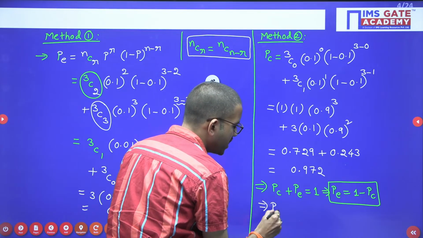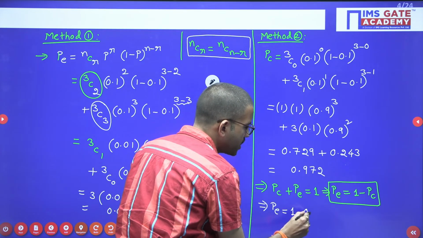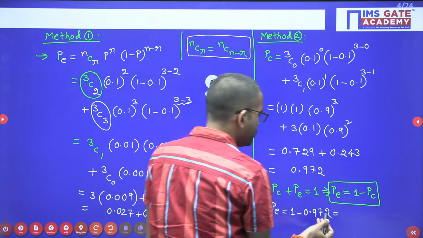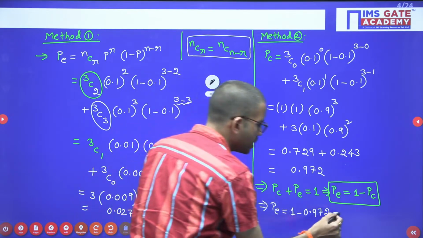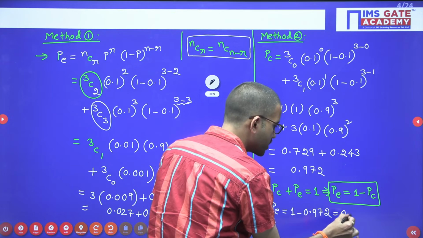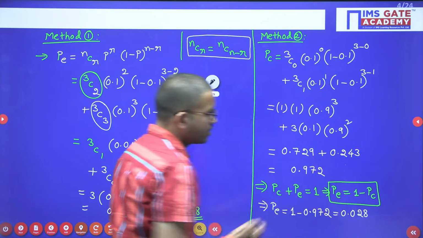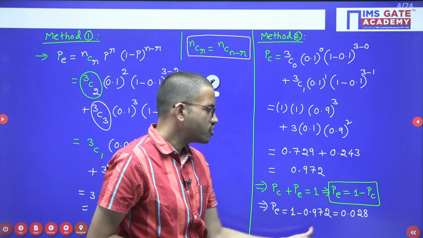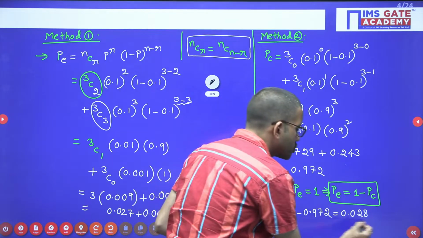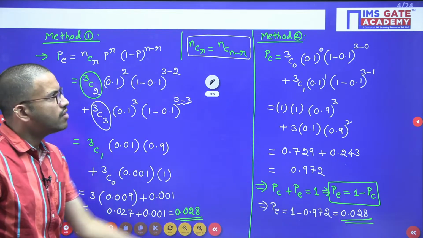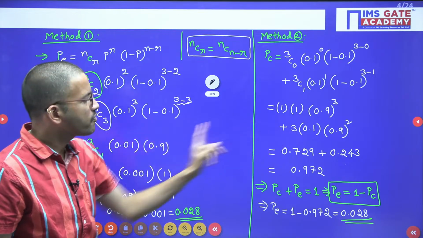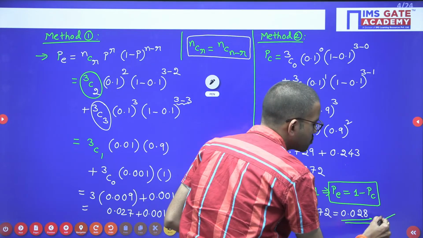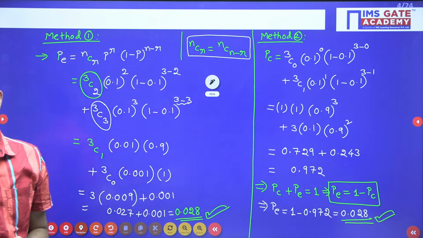So from here you will get 1 minus 0.972. If you subtract, you will get the same answer, 0.028. See here, 28 plus 2, 30, 30 plus 70, 100, 1 plus 9, 10. Yes, you are going to get the same answer. So with the help of this method or with the help of that method you can solve. Finally the same answer you are going to get. So based on your convenience you can solve by using either of these two methods.